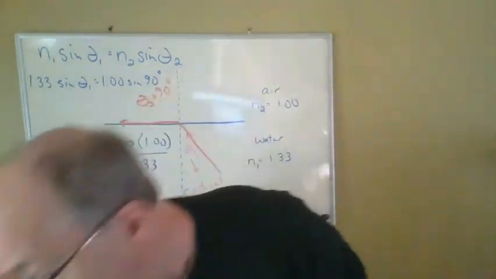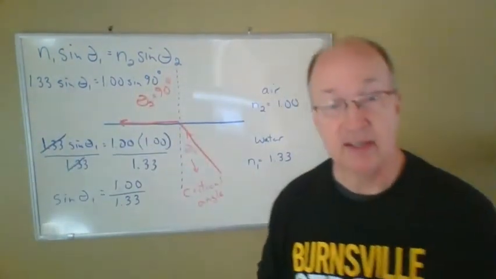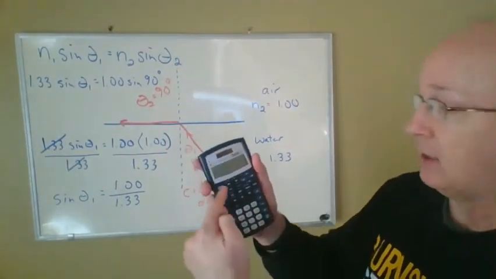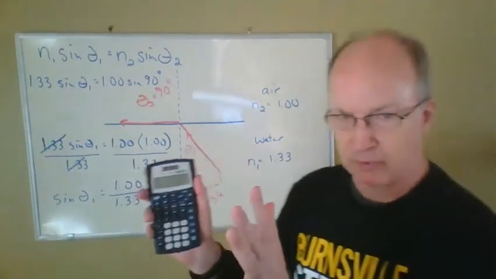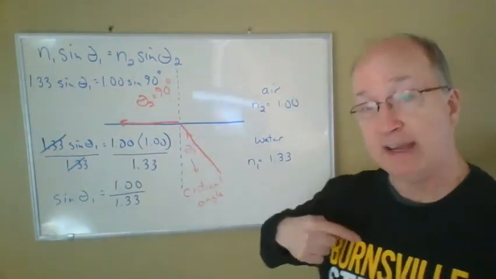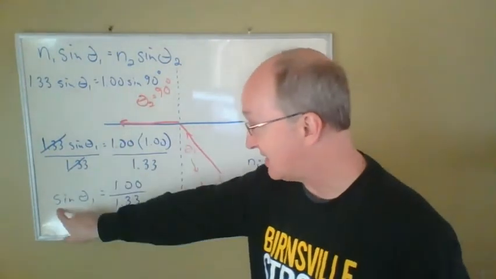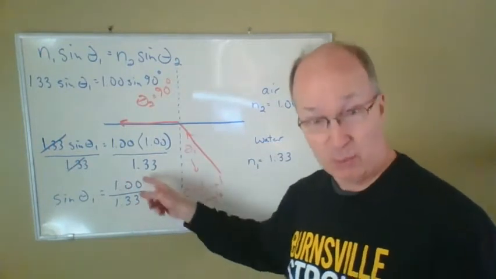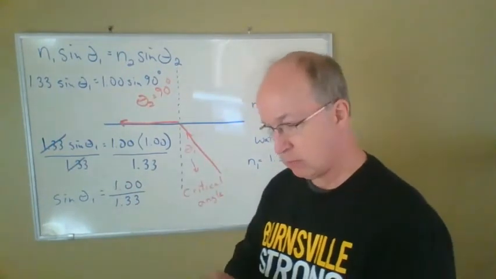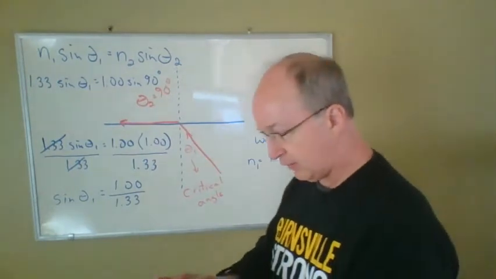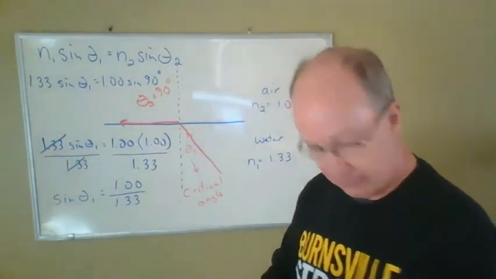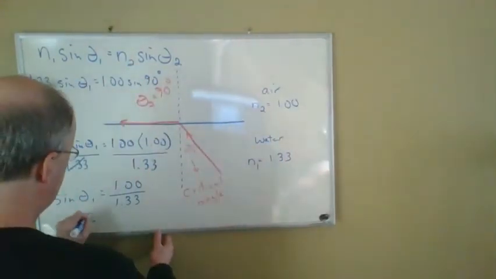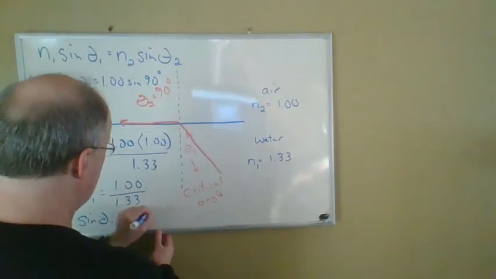Now, remember, this is where you definitely need to get out your calculator. And you're going to use that inverse sine button. On this calculator, it's second sine. It might be different on your calculator. But I want to find out what angle has a sine that's equal to this. So the first thing I do is I figure out what this is. So I'm going to go there. 1 divided by 1.33. And that number is 0.75. So the sine of theta 1 equals 0.75.